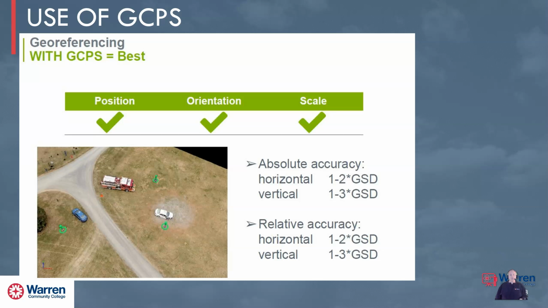But if you had GCPs, let's say you had points on the ground that had an exact location and you knew the exact longitude and latitude, then you're going to get position, orientation, and scale. And your horizontal and your vertical ground sampling distance, you're going to get closer to absolute accuracy, and you're going to get close with your relative accuracy as well.